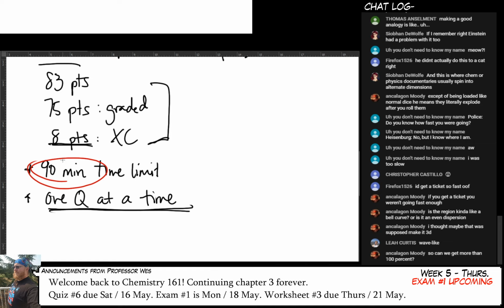That's the best way to do well on the exam, okay? And yes, you can get over 100%. You can get whatever 83 over 75 is, which by design should be about 110%. 110.6. So that is the highest score that you can get.